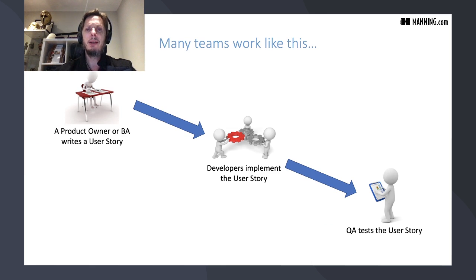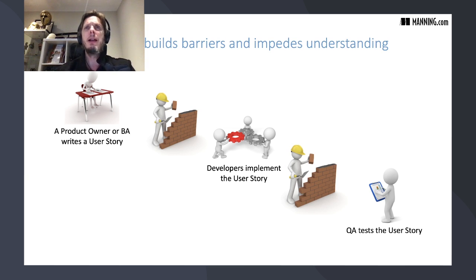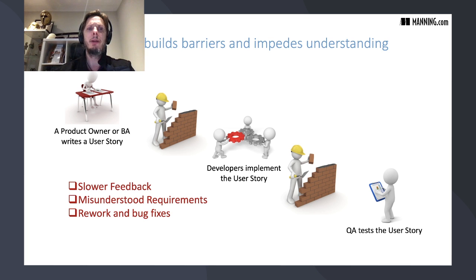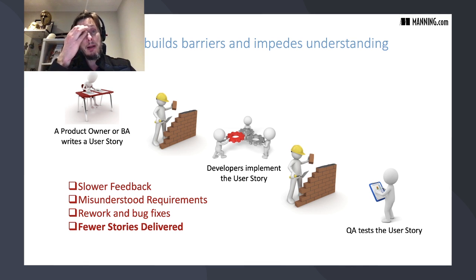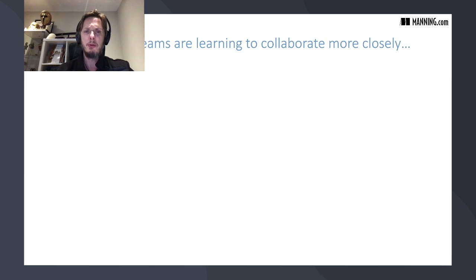The problem with this approach is that when you silo your efforts like this, you're not facilitating information going from one person to another. You're building barriers, so you're doing the opposite. You're impeding the flow of information. The result is we get slower feedback, misunderstood requirements, bugs, and at the end of the day, fewer features being delivered, which is not good. I would say this even happens with teams that claim to do Scrum. As long as you haven't got a team completely collaborating on your requirements, you're getting this sort of process. Some other teams are trying to do things a little differently.